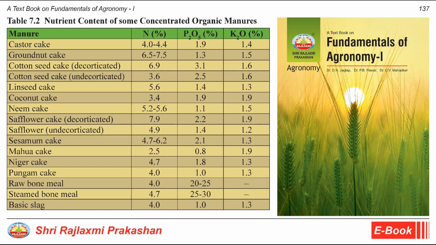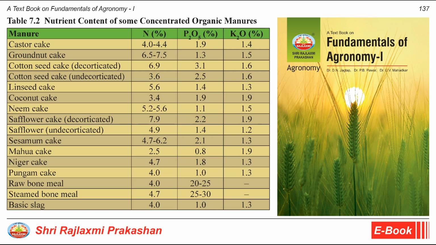Manure number 3, cotton seed cake, decorticated. Percentage composition of N 6.9%, P2O5 3.1%, K2O 1.6%. Manure number 4, cotton seed cake, undecorticated. Percentage composition of N 3.6%, P2O5 2.5%, K2O 1.6%. Manure number 5, linseed cake. Percentage composition of N 5.6%, P2O5 1.4%, K2O 1.3%.